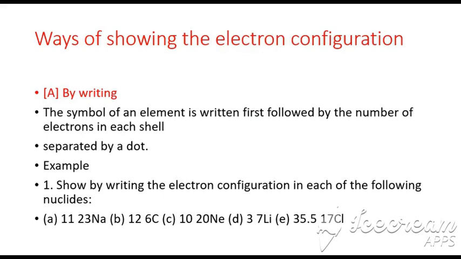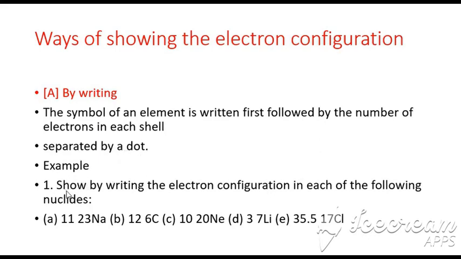Under this we are going to talk about ways of showing the electronic configuration. So there are two ways on how you can show electron configuration. The first one is by writing, and the other one is by drawing. So by writing, how are you supposed to do it? The symbol of an element is written first, followed by the number of electrons in each shell. So you need to write first the symbol of an element. For example, if it's sodium, you write Na equals, in the first shell, how many electrons must be there, in the second shell how many electrons, in the third shell how many electrons must be there, and it must be separated by a dot.